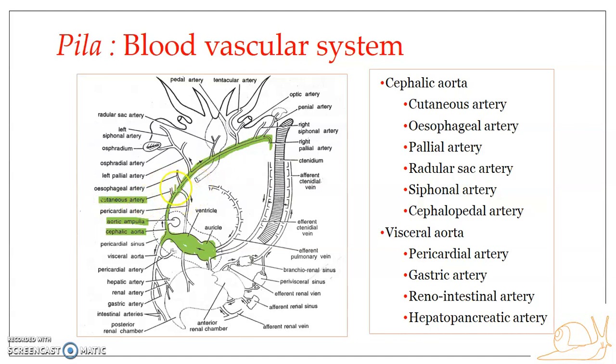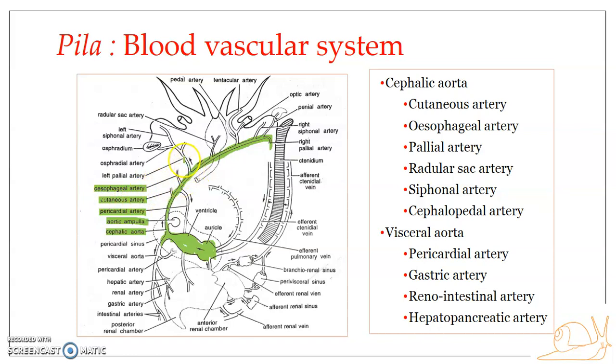Now the second one you can see over here is the pericardial artery, and as the name indicates, it supplies blood to the pericardium. But here the pericardial artery also supplies blood to the renal chamber. The renal chamber as well as the pericardium is supplied by the pericardial artery, a branch from the cephalic aorta. Coming to the third one, it is the esophageal artery. As the name indicates, it is the esophagus to which the blood is supplied through the esophageal artery.